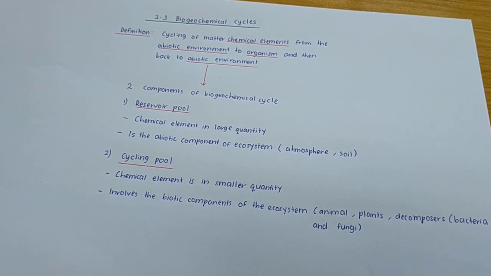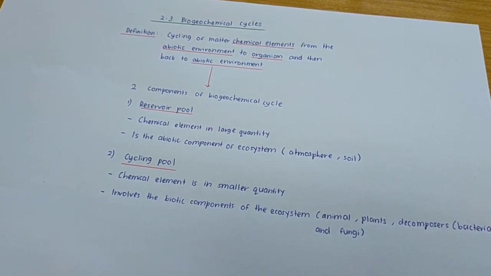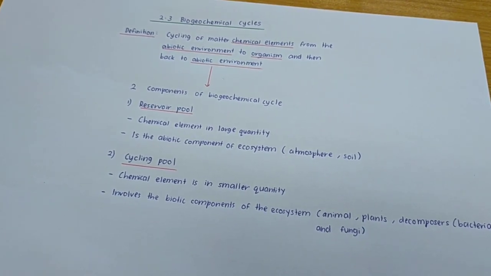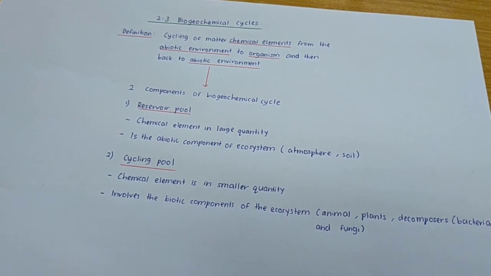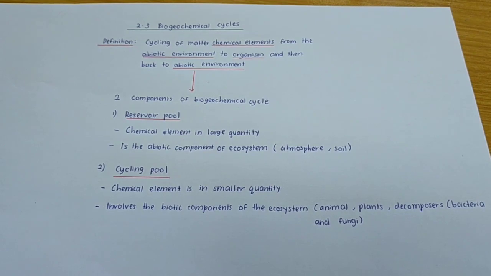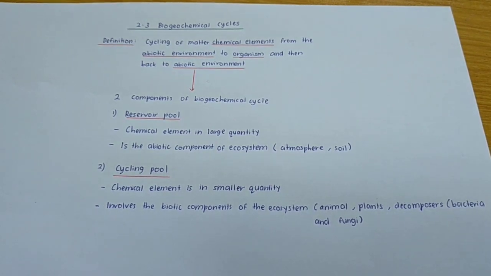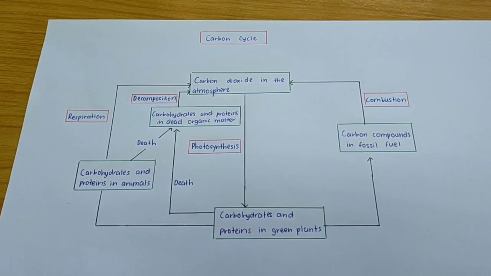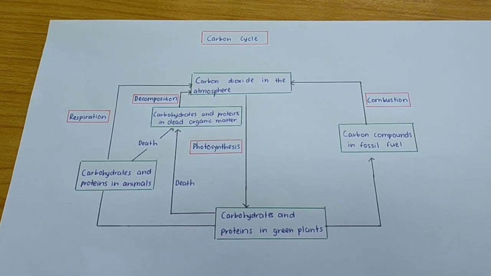In this cycle, there are three cycles that you have to know. The first one is the carbon cycle, next the nitrogen cycle, and another one the phosphorus cycle. So now we proceed to the first cycle, which is the carbon cycle.